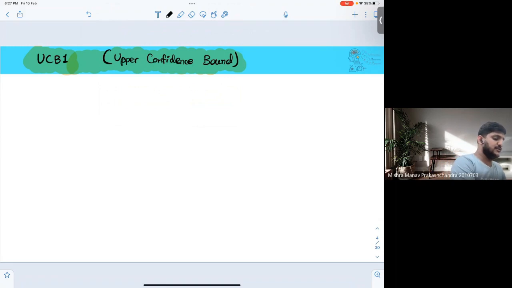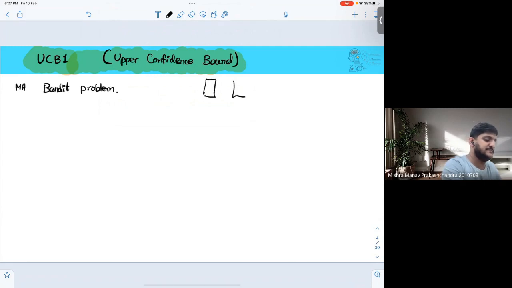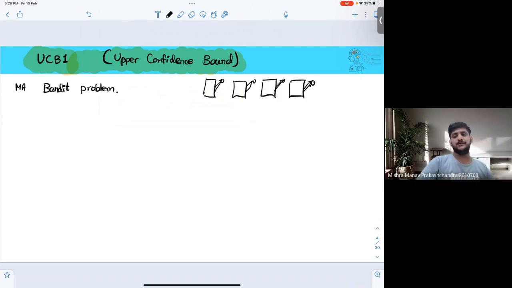Now this algorithm holds true for a multi-arm bandit problem. I hope we are clear with what is a bandit problem. So in a bandit problem, you have some slot machines, and each slot machine has some associated lever, and you pull the lever and you get a certain reward.